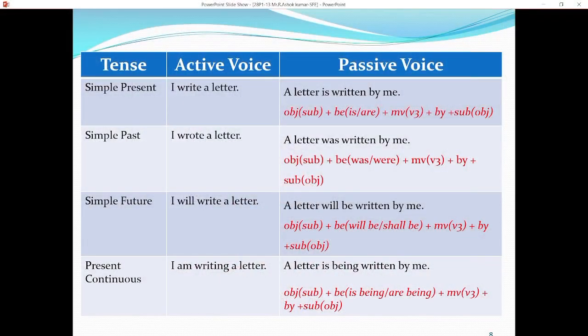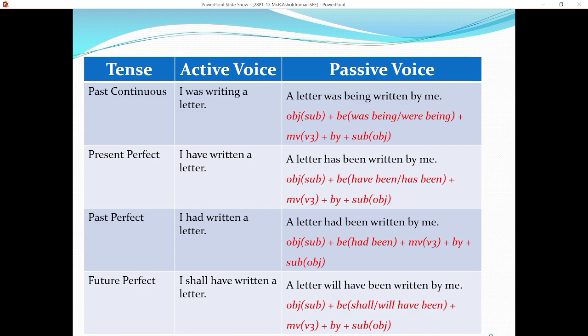Next, you can see a list of tenses and the rules for how we can change the active voice into passive. I already told you, when you change the simple present tense into passive, first you write the object as subject, add a be form verb, put the main verb in V3 form, add by, and the subject becomes the object. The same rules we can apply for the remaining tenses also.